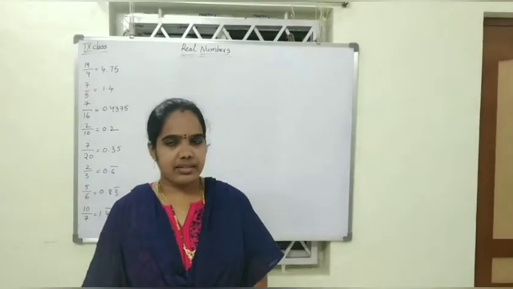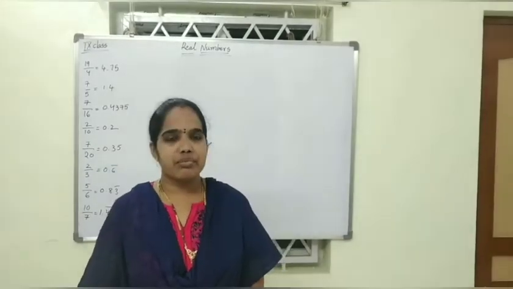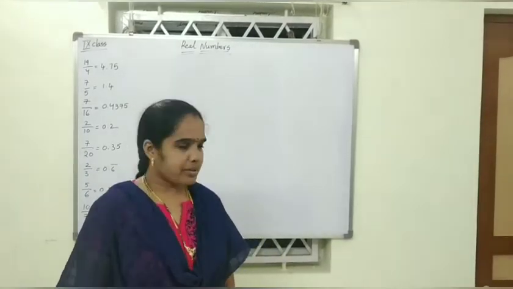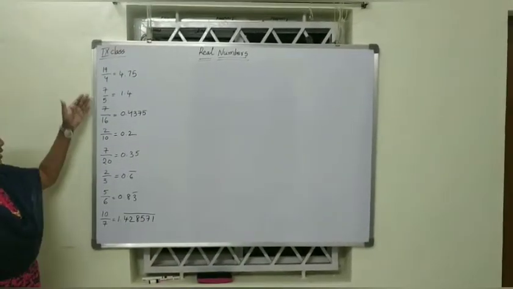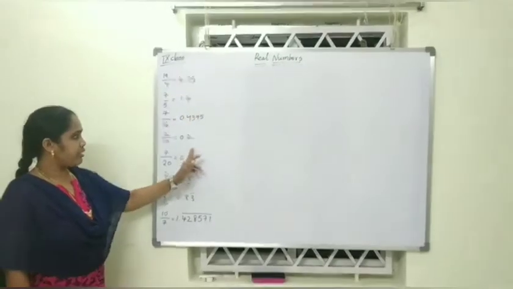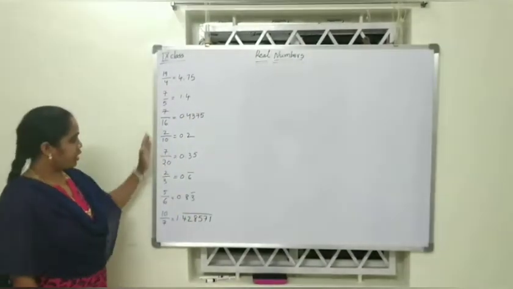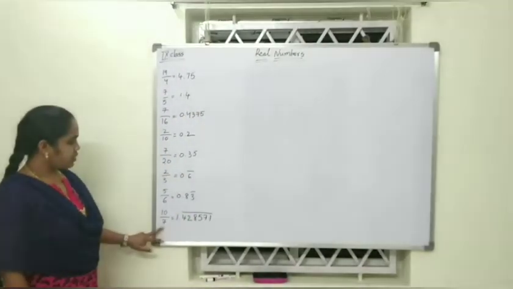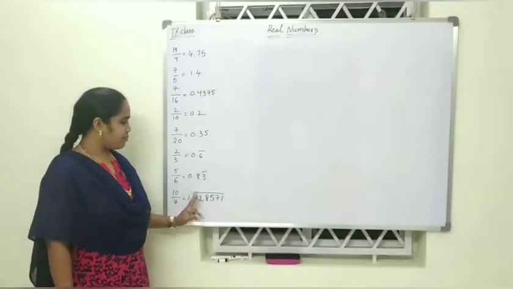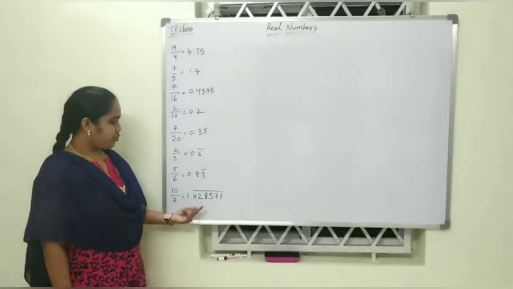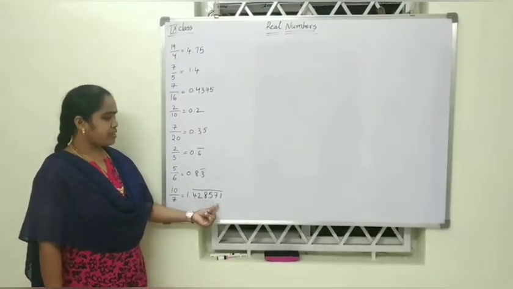In the last class I explained decimal forms of some rational numbers. For these rational numbers I explained how to find decimal forms. And the last one, 10 by 7 is equal to 1.428571 bar. Here we kept the bar for 428571.